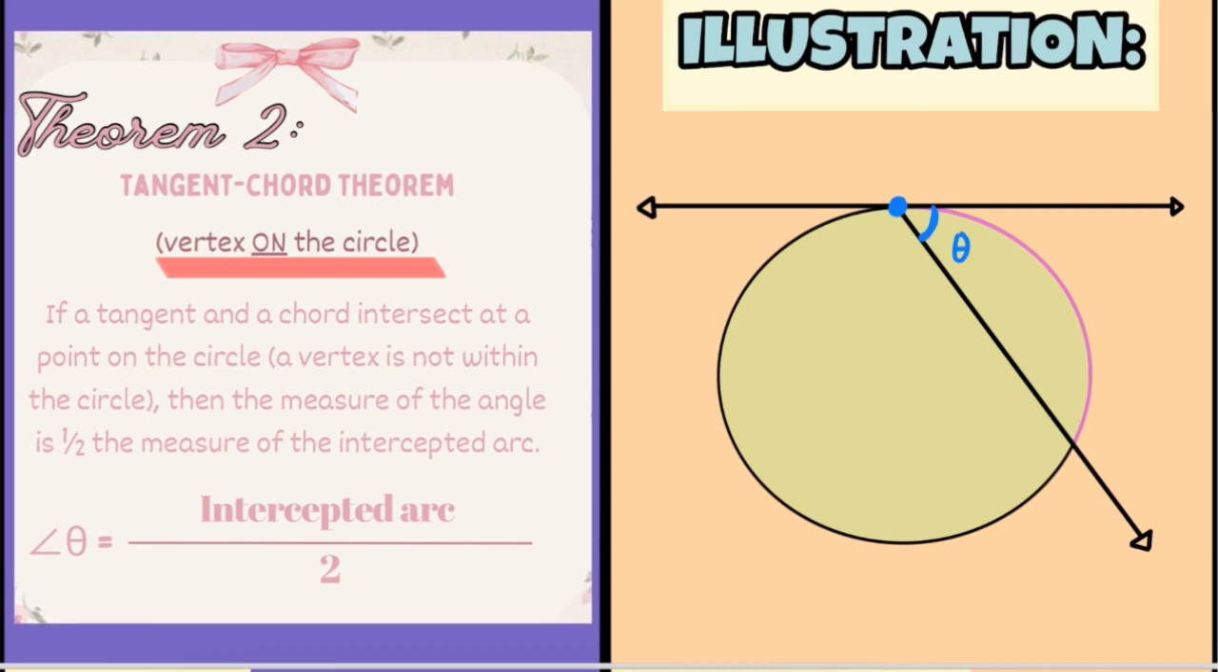So basically, when you have a tangent and a chord that intersect each other, the intercepted arc is the arc inside the tangent and the chord. We're referring to this one, not the other way around. Again, you may interpret it in such a way that the intercepted arc is the one inside, or between, the tangent and the chord. Simple formula: intercepted arc divided by 2.